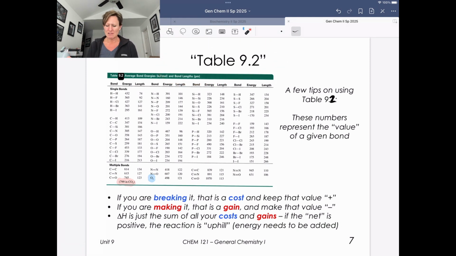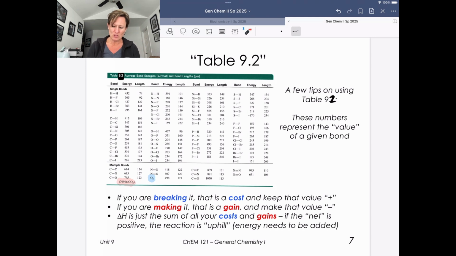Now, on a quiz or something like that, rather than giving you the entirety of this table, I might just give you the relevant pieces. But on an exam, you're going to be getting this table. You need to know how and where to look things up and then what you do with those numbers. And I want to point out a couple of important things.